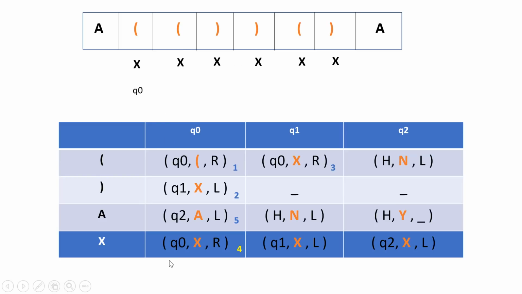So the next idea would be that if you're in Q naught and you see an A, this means you have reached the end of the processing. So we write an A and start moving left. And if you start moving left in Q2, we might see a whole bunch of X's as we move left. So we keep moving left, rewriting those X's. This is reflected in Q2 XL.